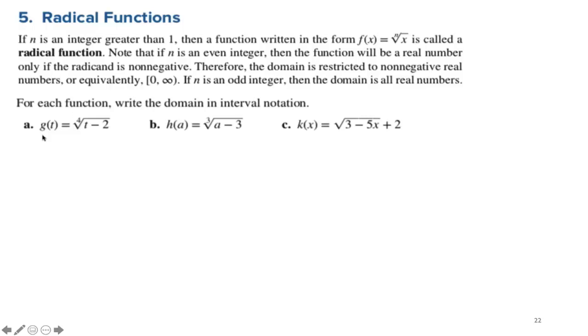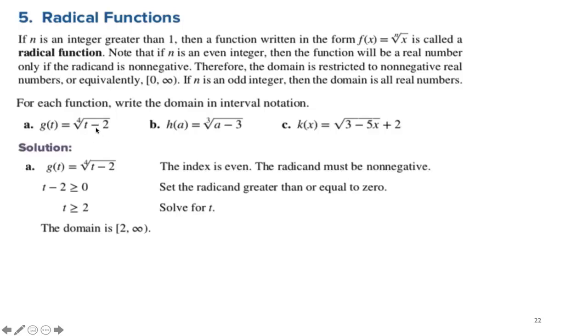And so, for example, here's the function g of t, which is the 4th root of t minus 2. And because this index 4 is even, we have a restriction on what you're allowed to take, namely that you cannot take the 4th root of something negative. So you need to make sure that t minus 2 has to be non-negative. So that means t minus 2 has to be bigger than or equal to 0. Solving this inequality gives us that t has to be bigger than or equal to 2. That means the domain of this function g of t can only allow t to be 2 or bigger. So the domain is 2 to infinity, including 2.